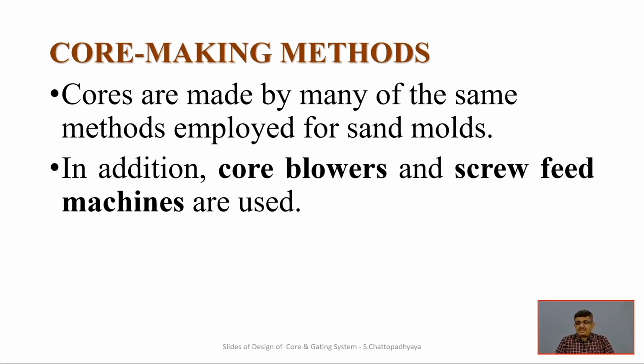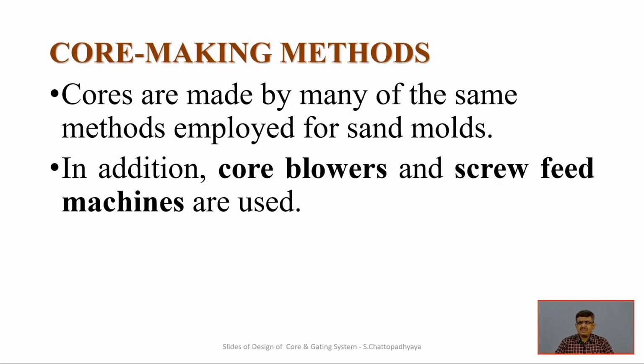So, core making methods. In order to make those cores, definitely some established standard methods are there, so that they will behave appropriately in the designed way, with certainty in the casting while pouring, without misalignment, so that the possibility of producing defective casting will be minimum. So cores are made by many of the same methods employed for sand molds, very similar, but with a little bit of difference, because additionally core blowers and screw feed machines are used.